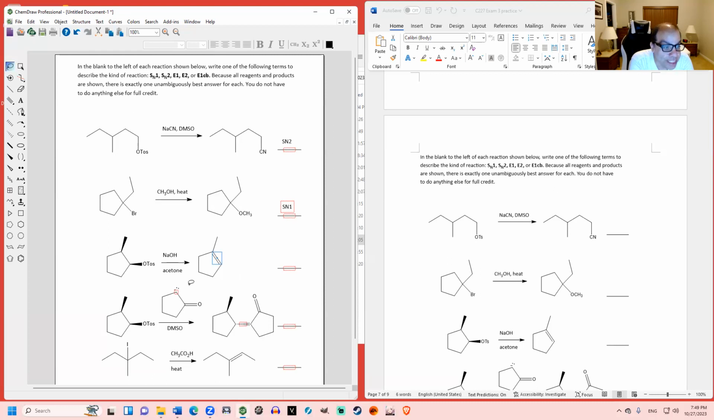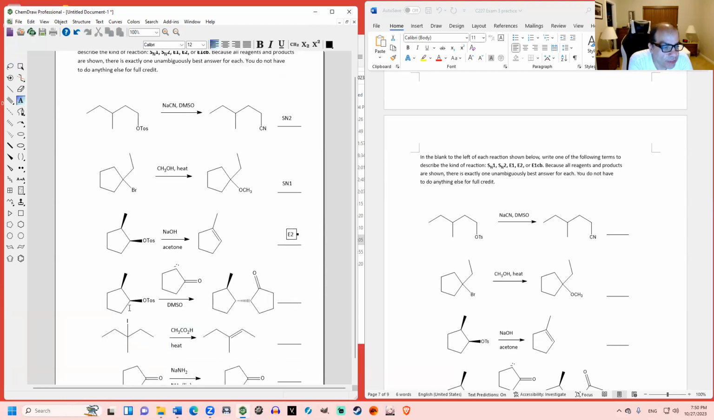The way we know which it is in this case is by looking at the solvent. Acetone is a polar aprotic solvent like DMSO. And that's not going to support carbocations. You can't have a carbocation in a polar aprotic solvent. Polar aprotic solvents aren't able to stabilize carbocations. They're just too small in order to do that. So since it's an elimination reaction and we're not going through a carbocation, this must be an E2 reaction.